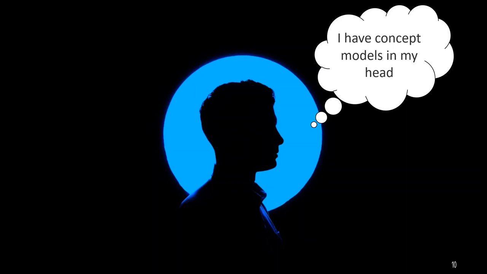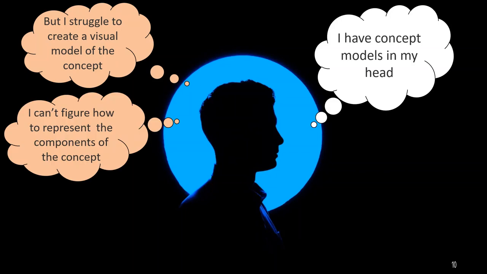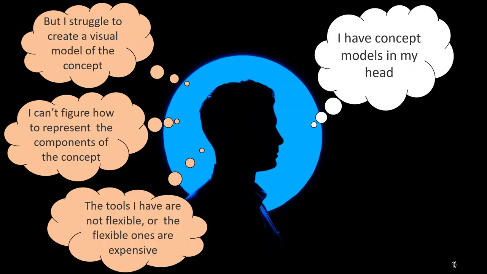Now this is a picture of a guy, and he's saying I have concept models in my head, and I think this might represent a lot of us. I've got this model in my head, but I struggle to create a visual model of this concept. Now, it's not that I only struggle, I really can't figure out how to represent the components of the concept. So, how do I represent the concept, the components of the concept? How do I pull them together?